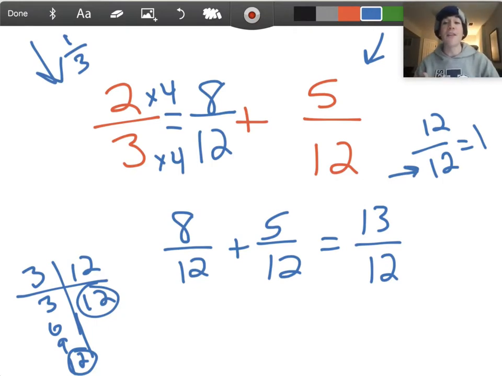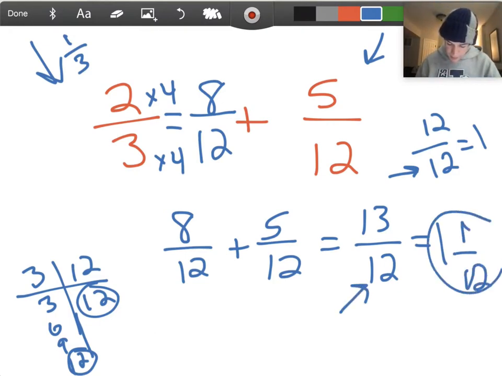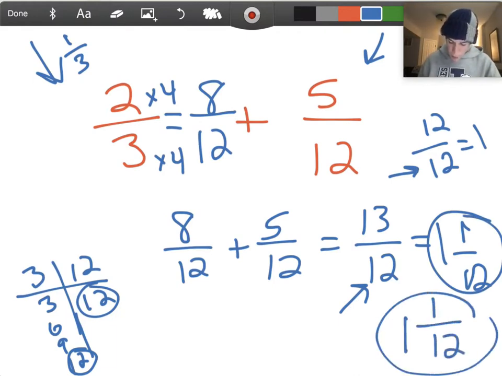That means we have a whole plus 1 extra piece. Well, how big is that 1 extra piece? Well, it's a 12th. So I'm going to say that my grand total there, and let me write that again because that was a little poorly written, is 1 and 1/12. 13/12 is 1/12 more than being a whole.